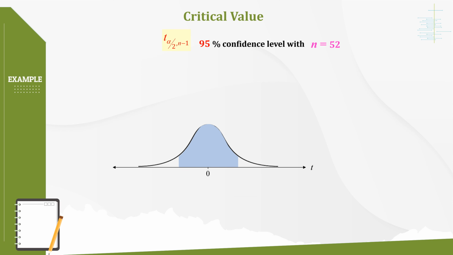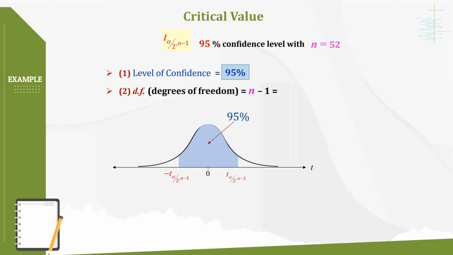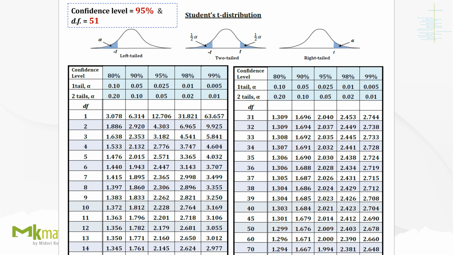To find the t critical values, we need 2 values. 1. Identify the given confidence level, 95% for this question. 2. Find the degrees of freedom by subtracting 1 from the sample size 52 patients to get 51. Then look up the table using these 2 values. We need to find the t-score for the confidence level 95% and the degrees of freedom 51.